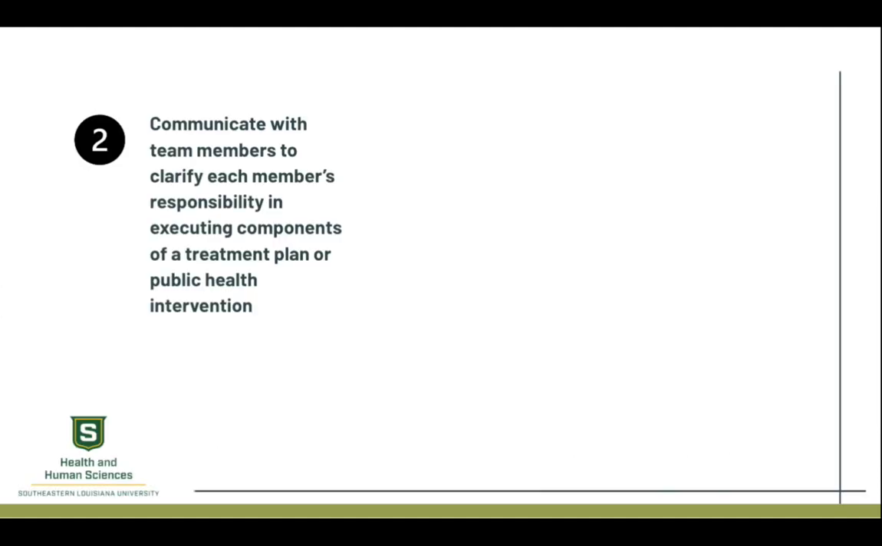So the second competency is being able to communicate with team members, as interprofessional team members, as a way to clarify each member's responsibility in executing whatever part of the treatment plan or public health intervention as may be.